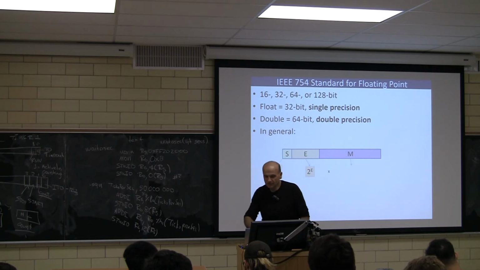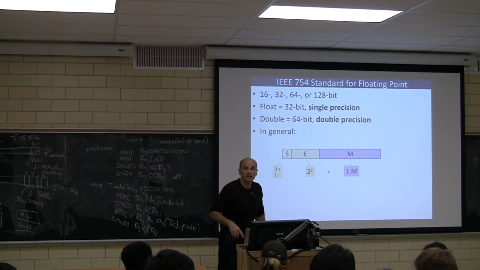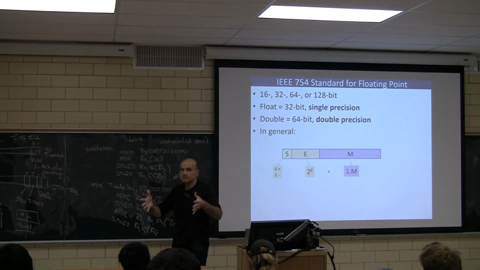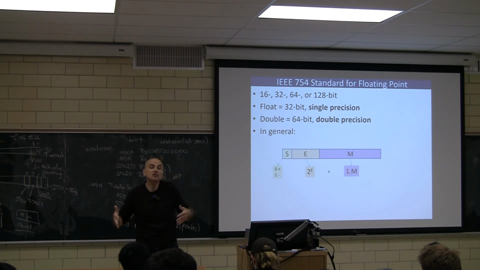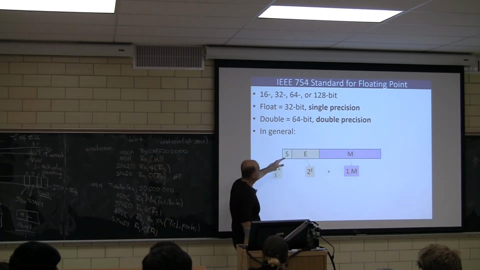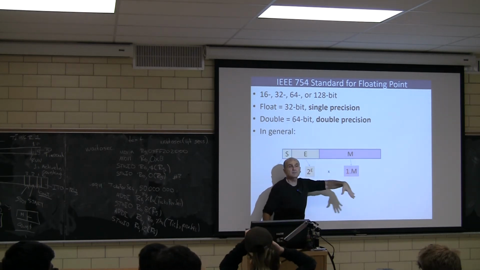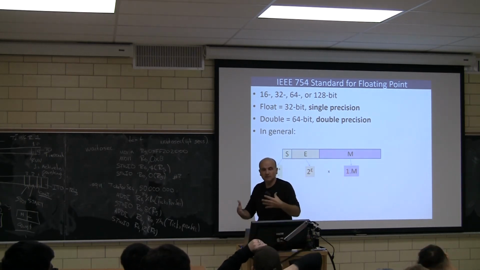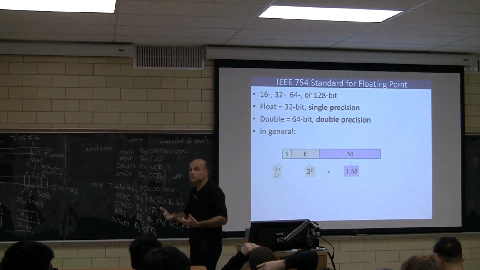Finally, you have the significant part, which is the mantissa. Mantissa contains the digits of the number you can actually represent with how many bits you have. In our case, this is going to be 23 bits. This is the precision or the number of bits that you are allowed to represent.